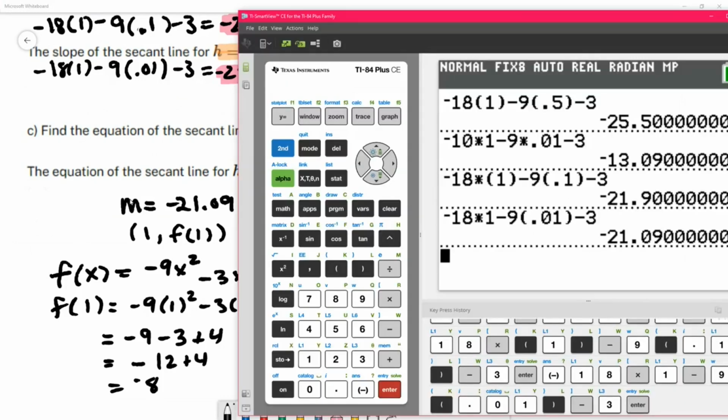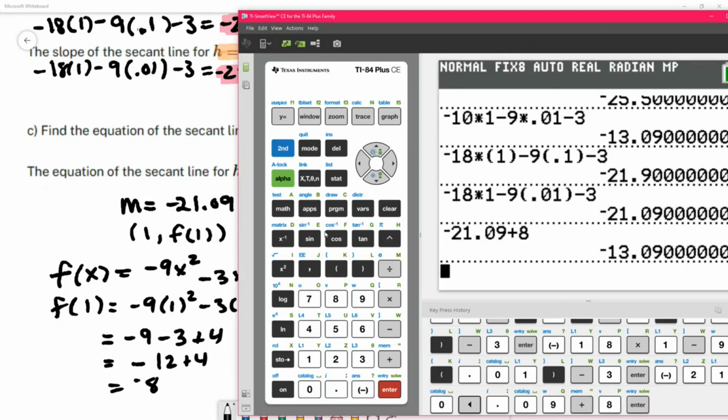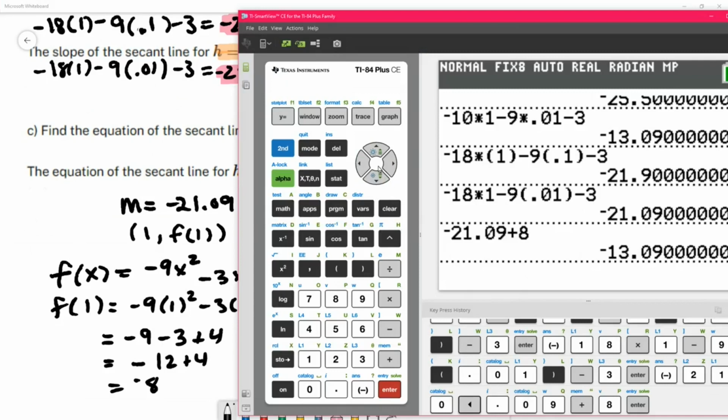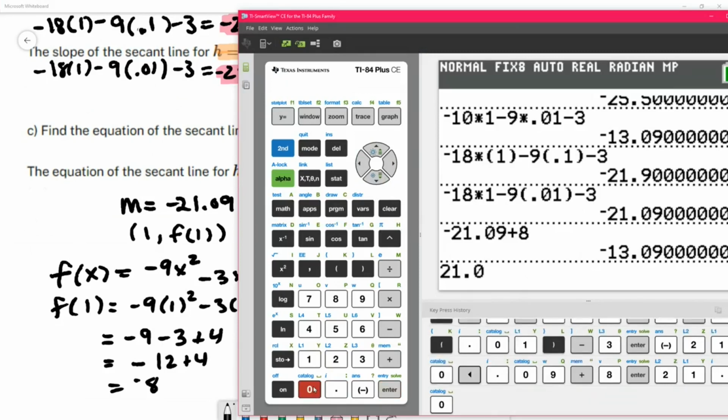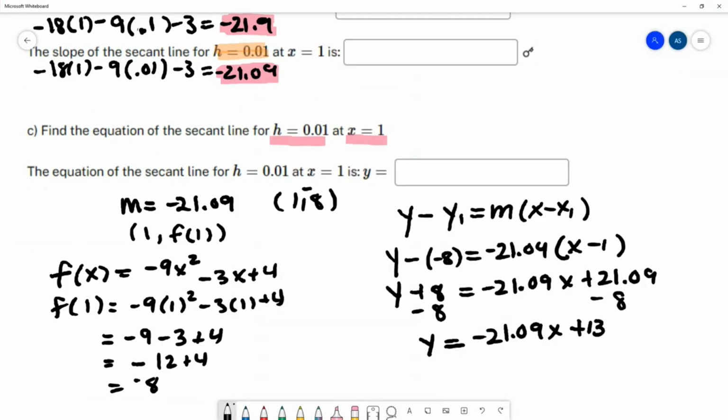We're doing negative 21.09 plus 8 gives us 13.09. And I think I did that backwards. I put the signs wrong, so it was positive 21.09 minus 8, and that's 13.09. So now we have the equation of the secant line at x equals 1 when h is equal to 0.01.